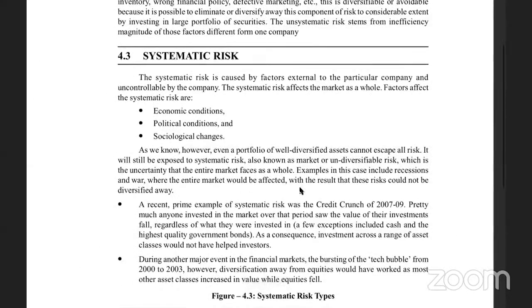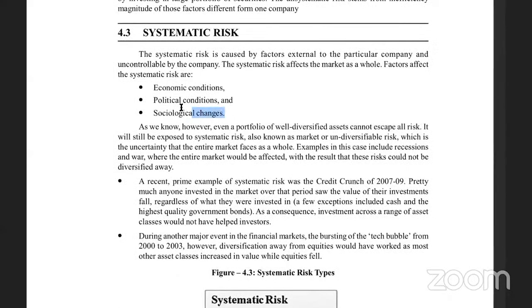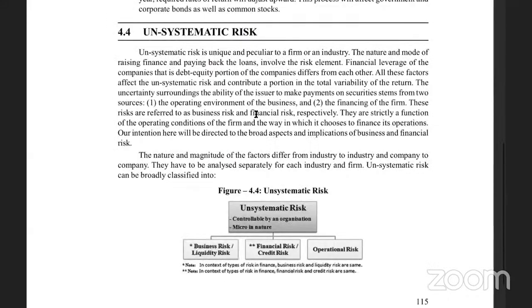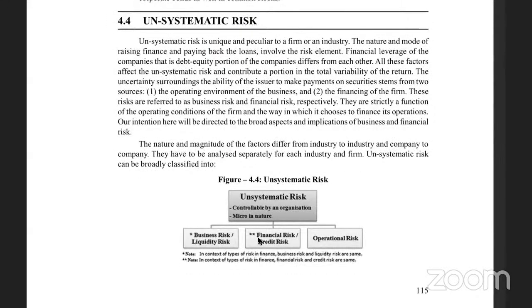Then systemic risk. What are the factors which are not in your hand? Economic factors, political factors, sociological factors. These are all not in your hand, so this is systemic risk. Whereas unsystemic risk, you can diversify. Business risk, liquidity risk, financial risk, credit risk, operational risk are all the risks associated with unsystemic risk. They are controllable, they are diversifiable. If you want, you can minimize this risk.